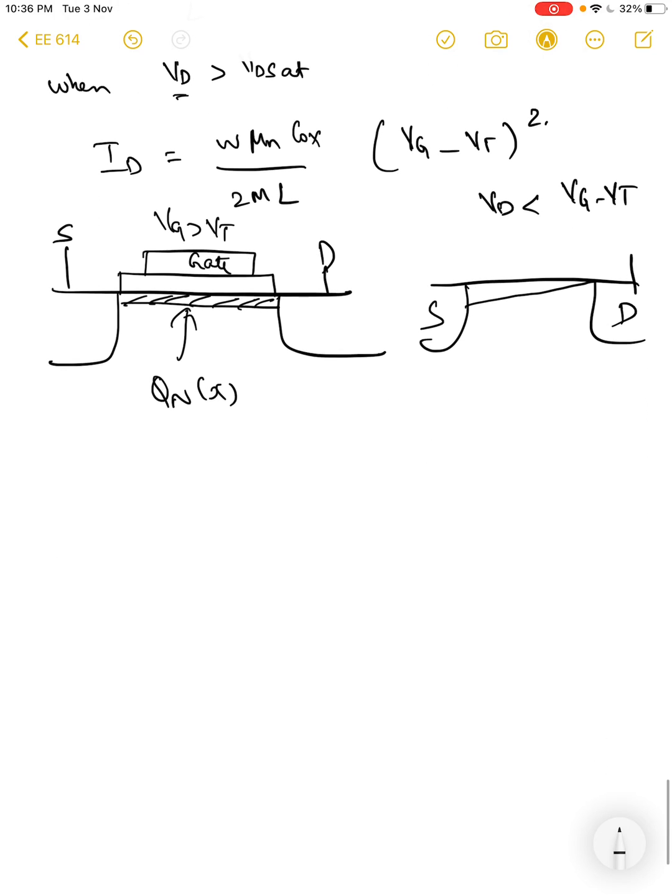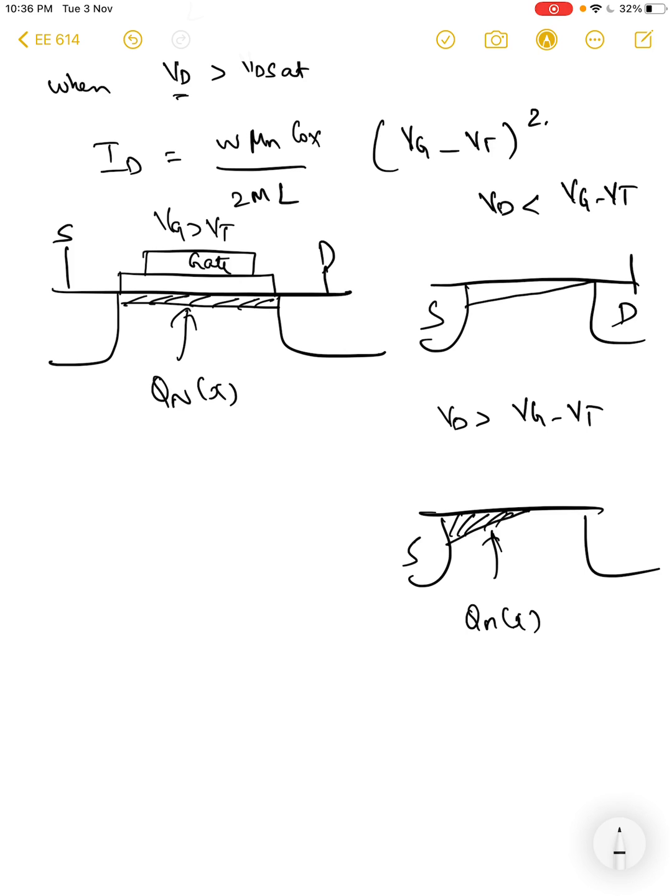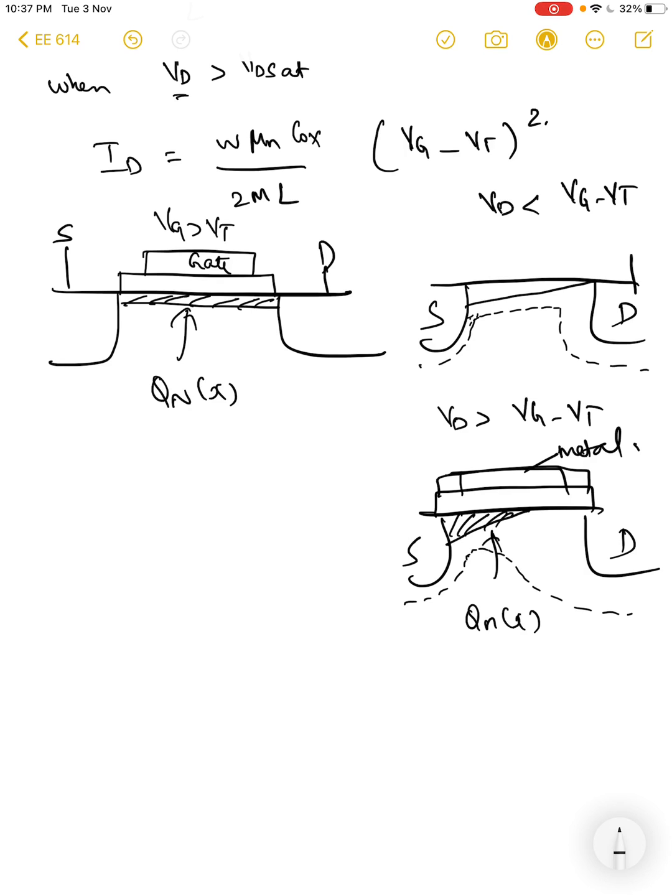Now if you have a very high Vd, much greater than Vg minus Vt, you have a source and the drain, and the channel becomes pinched off. This is Qn of x, source, this is oxide, and this is metal. Right? And the depletion width here should look something like this, right? This entire region is the depletion width.